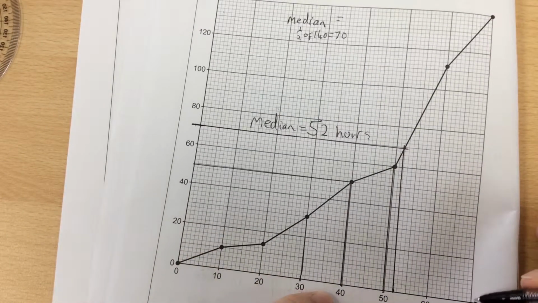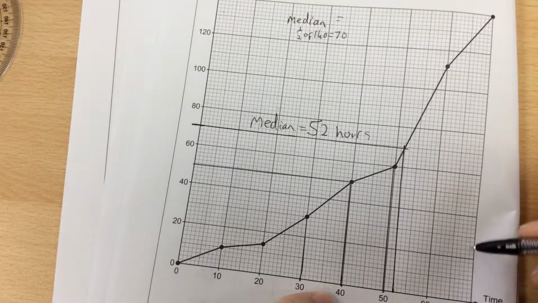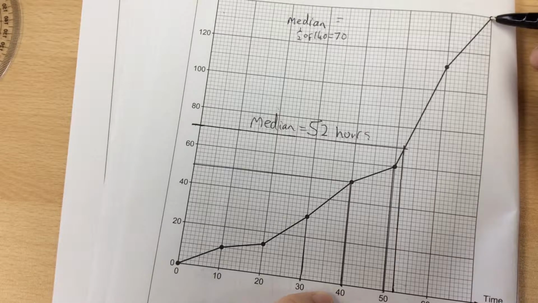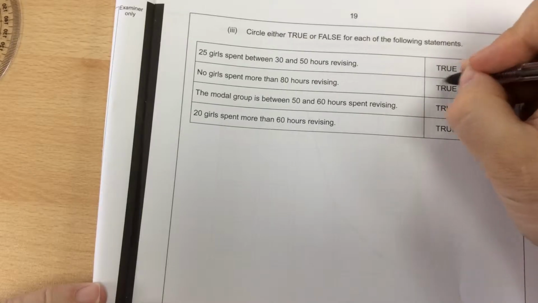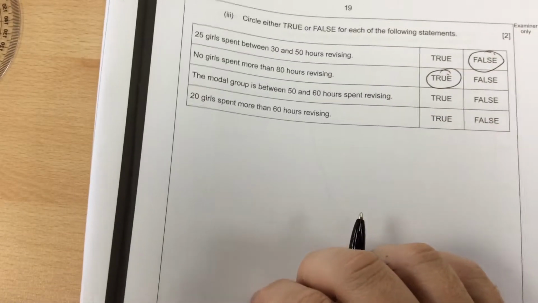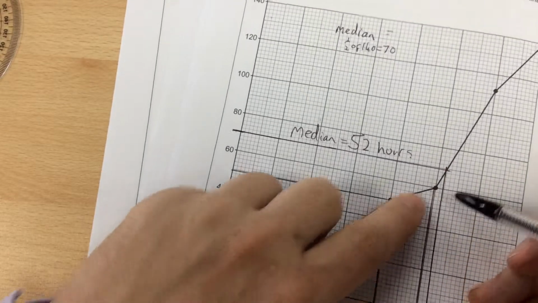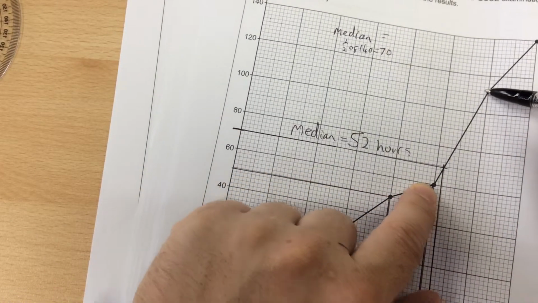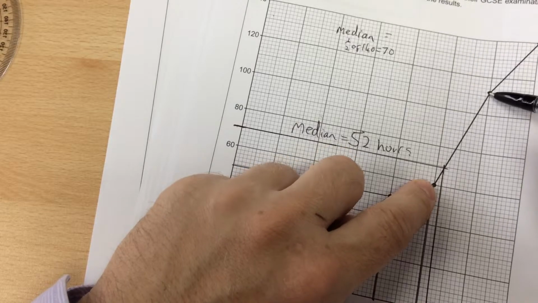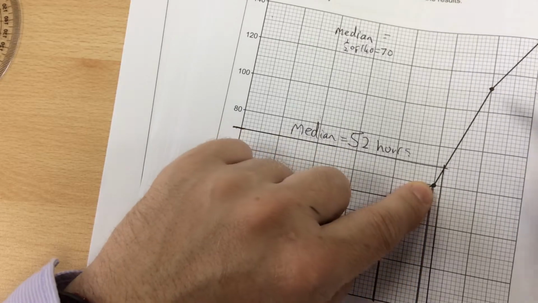No girls spent more than 80 hours. Again, because the longest one was 70 hours, that's true. No girls spent more than 80 hours revising. The modal group is between 50 and 60, which has got the steepest line. So it is between 50 and 60. Okay, so that is true.